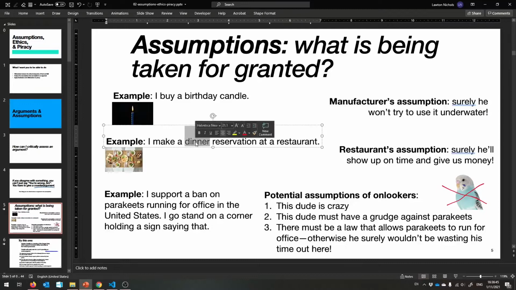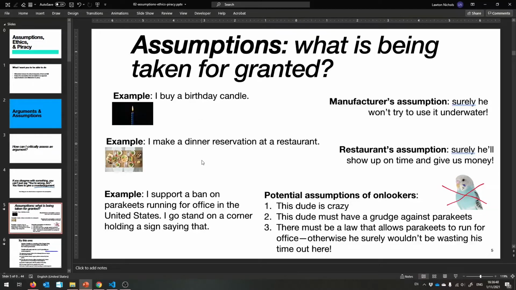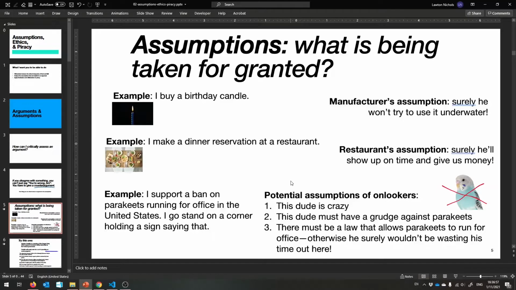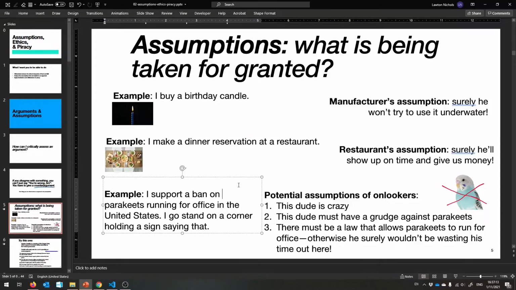Okay, example 2. I make a dinner reservation at a restaurant. Wouldn't that be nice these days? And so the assumption of the restaurant is, yeah, I'm totally going to show up on time, and he's going to give us some money, and we're going to give him some food. That's our social contract, and if I don't show up, I break that. I don't think they can sue me, but that's a bad thing to do, right? Socially not okay. So that's another assumption that people make, and every time you see something like a statement made by somebody, all the possible assumptions should be churning in your mind, okay?